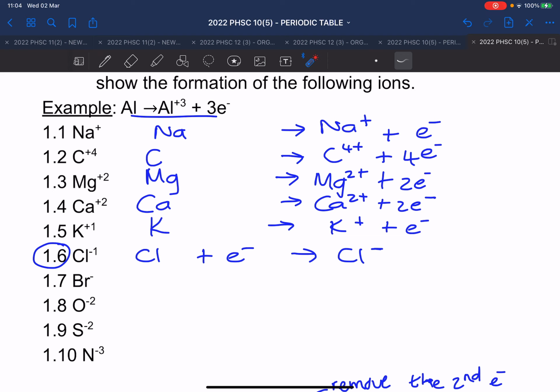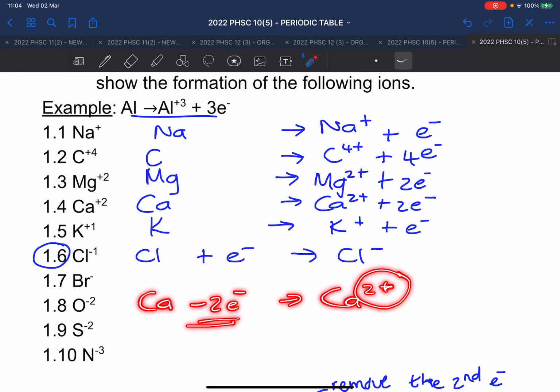Now, maybe I've missed it, but you might watch a YouTube video or have another textbook or extra classes somewhere, and they say you can write, I'm going to take calcium now, calcium minus 2 electrons gives you calcium 2+. That is actually correct. It's not wrong. If you remove 2 electrons, it becomes 2+.